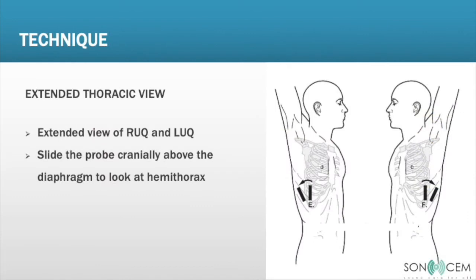Now we move to the extended thoracic view. Extended thoracic view actually is an extended view of the right upper quadrant and left upper quadrant. We have to slide the probe cranially above the diaphragm to look for hemothorax.